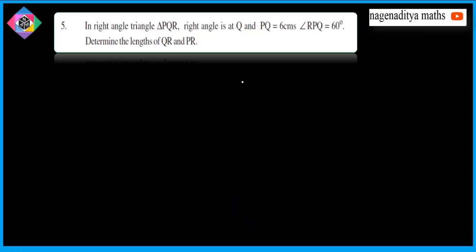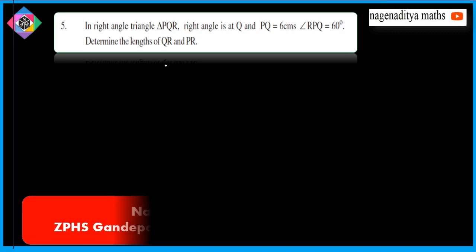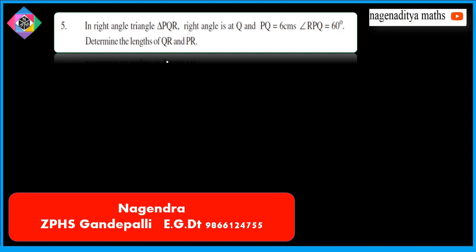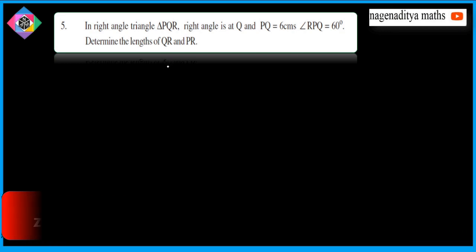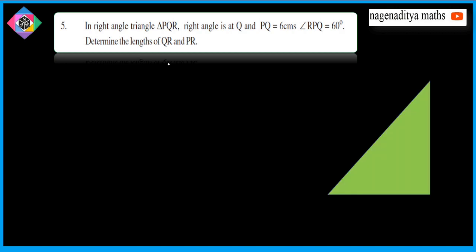So in a right angle triangle PQR, right angle is at Q and PQ is equal to 6 centimeters and the angle RPQ is equal to 60 degrees. Determine the lengths of QR and PR. Okay. For that, first we have to draw a right angle triangle.